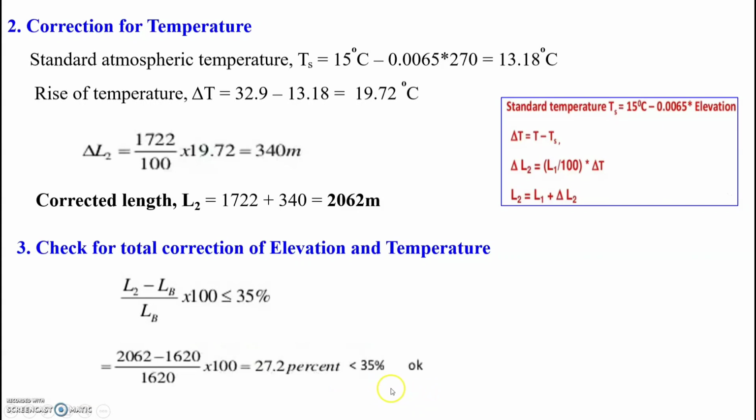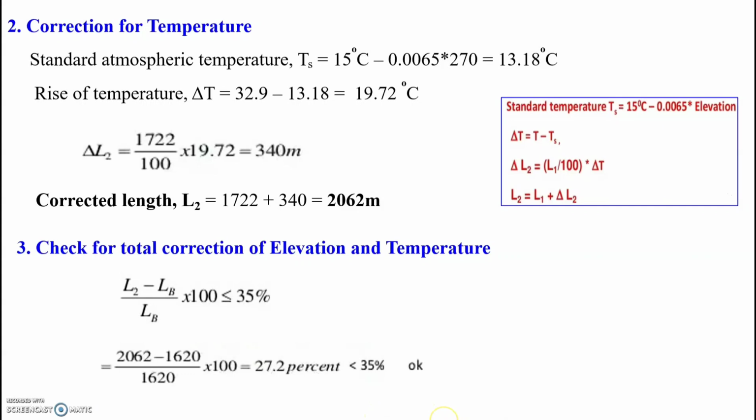If you find that this value is greater than 35%, you will have to recheck your steps. You will have to recheck the data available with you and also the steps that you have done. Here in our case, it's okay as it's less than 35%.